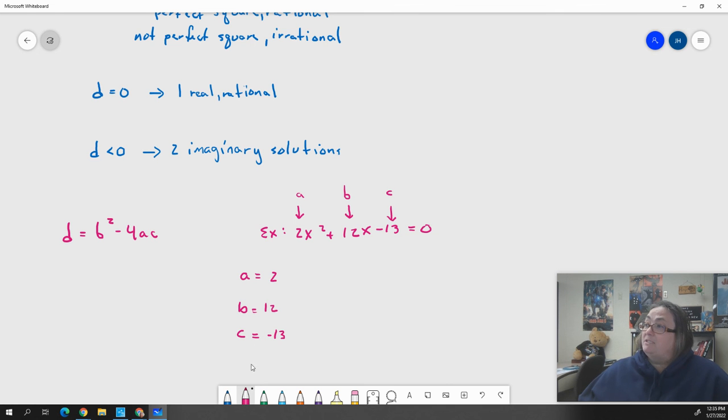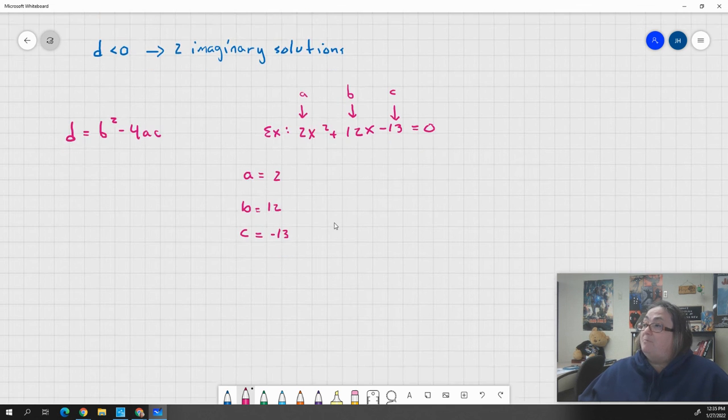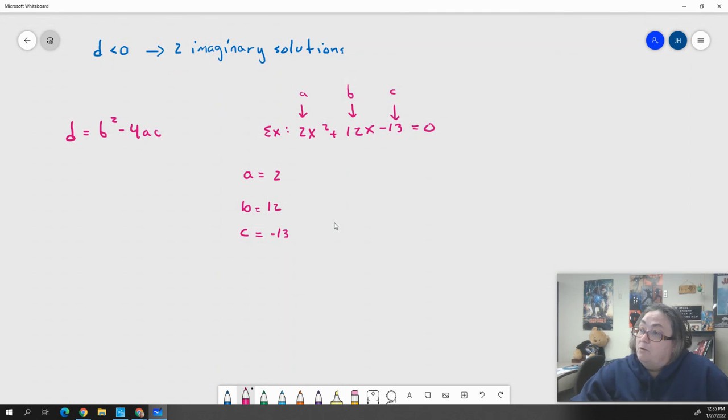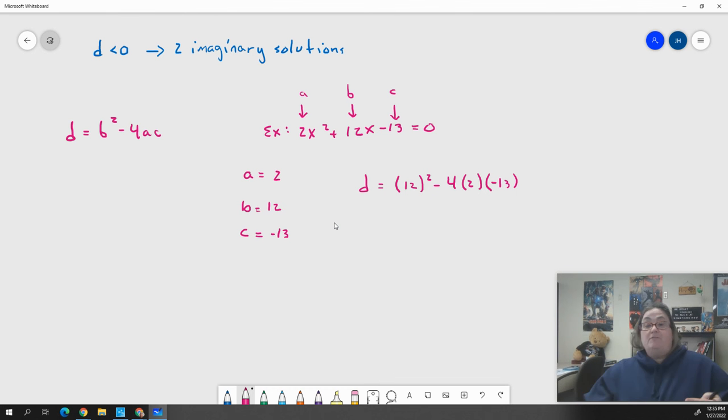So all we have to do is take those numbers and plug them in, right? To what? To this formula. Our discriminant equals b squared. Well, b squared is just going to be 12 squared minus 4 times a, well, we know that a is 2, times c, which we know is negative 13. So now we just have to solve this.